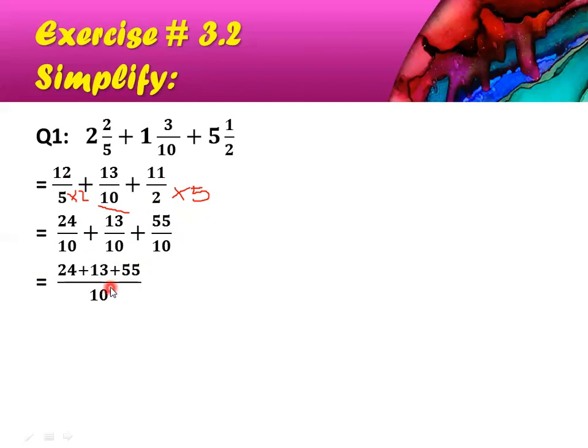So 24 plus 13 plus 55, it will be equals to 92 upon 5. Now as you can see that this 92 upon 5 can be reduced. How can you reduce it? Simply you are going to divide this by 2. Okay, so 2 into 4 is 8, it will become 1. So 2 into 6 is 12 and 2 into 5 is 10. So after dividing it with 2, you will get 46 upon 55.